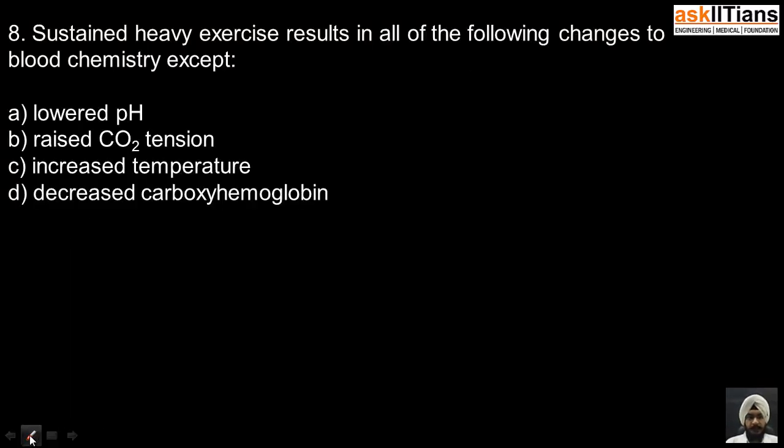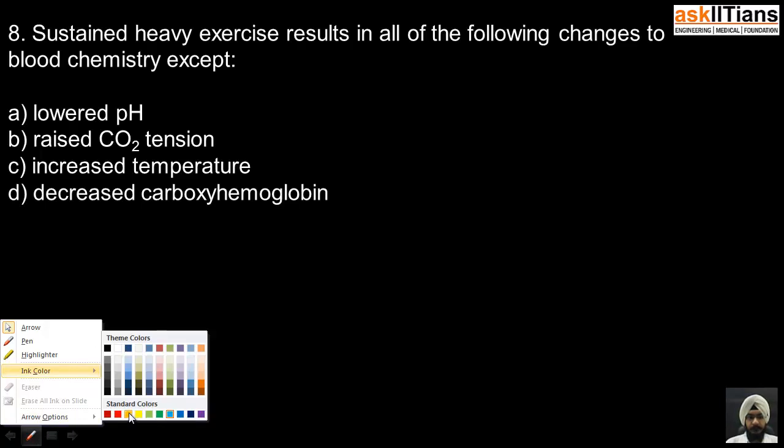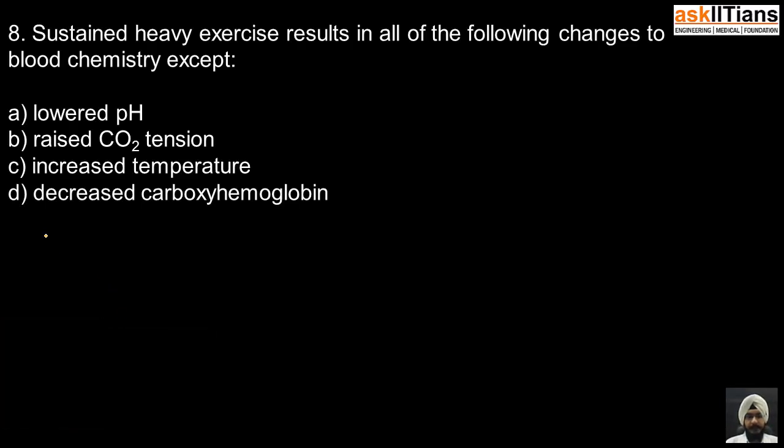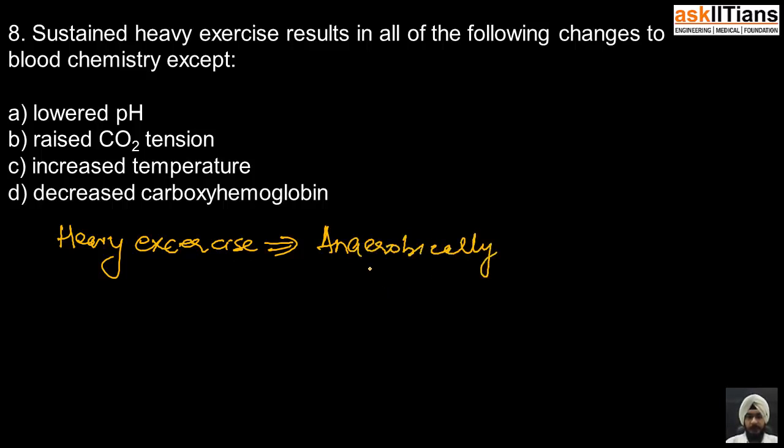So the next question says that sustained heavy exercise results in all of the following changes to blood chemistry except. So before going into the options, let me give you a brief idea about what happens during heavy exercise. So as I said before, during heavy exercise, first of all, the muscle sometimes starts respiring anaerobically. So due to which there is an increase in H plus ions, which means there is a decrease in pH.